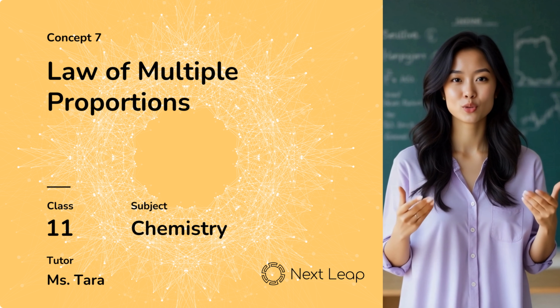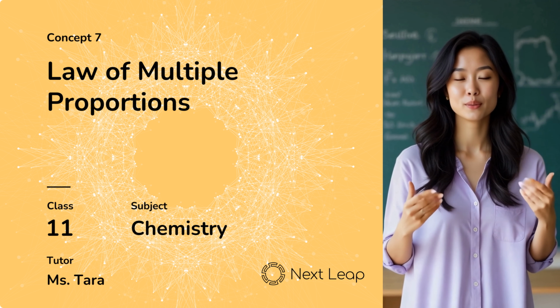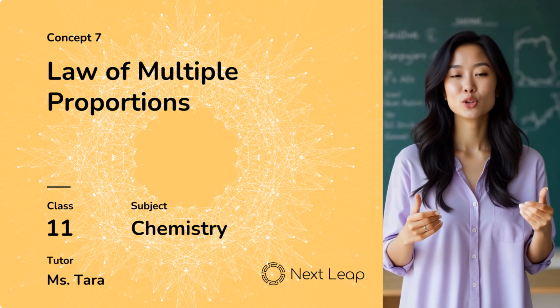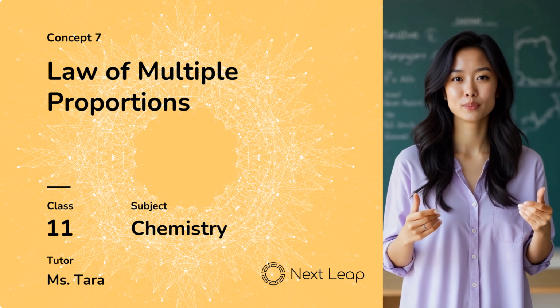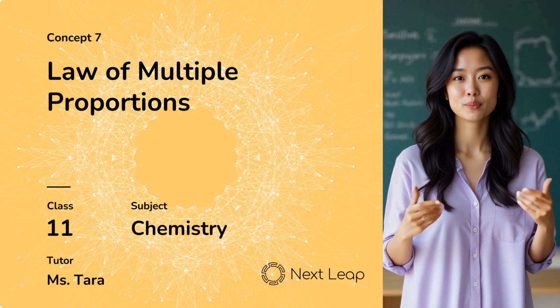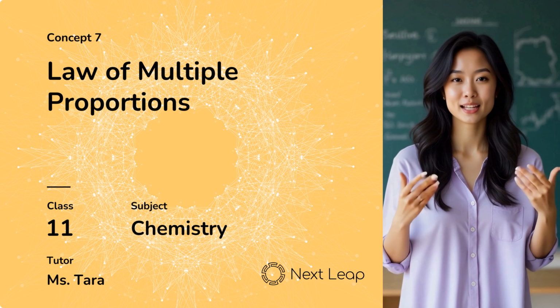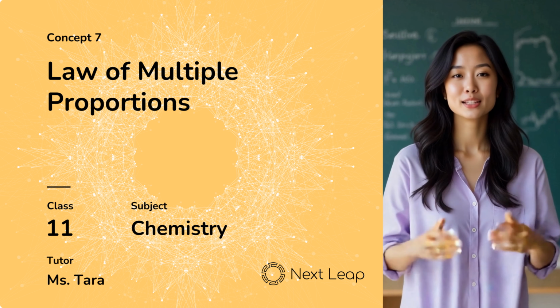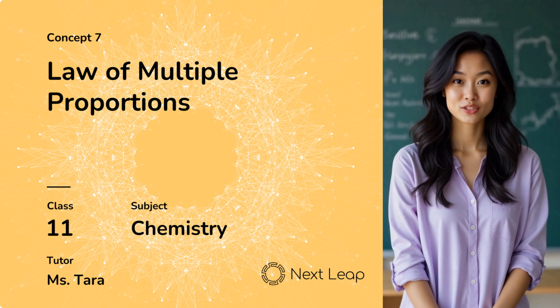What happens when two elements form more than one compound? Can their combining ratios be completely random? Or is there a hidden pattern? Well, chemistry has the answer. And that answer is the law of multiple proportions.